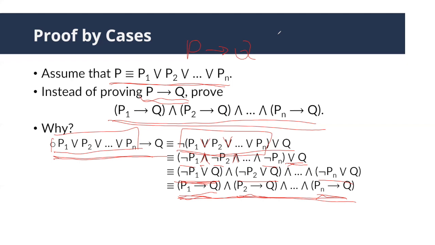I know some of you may ask, initially, we only need to prove one implication is true, but now we have to prove multiple implications to be true. How can that make the proof easier? The reason is sometimes the original hypothesis is hard to analyze. But once you break it down into multiple cases, for each individual case, it's easier to analyze.